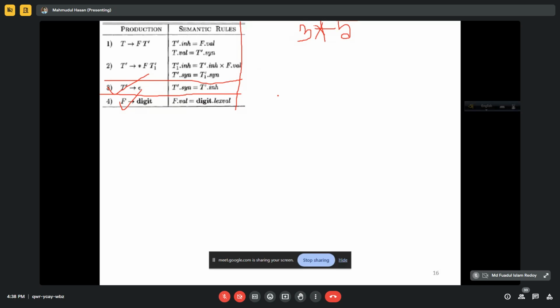So T to F T dash, yes. Okay, so you can write the attribute value at the time of drawing this one.